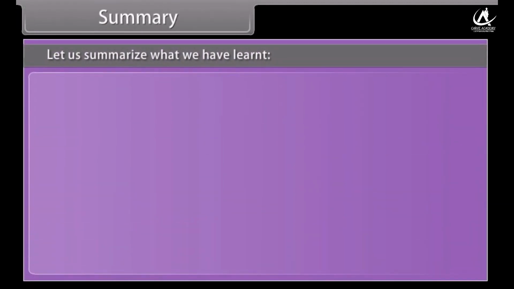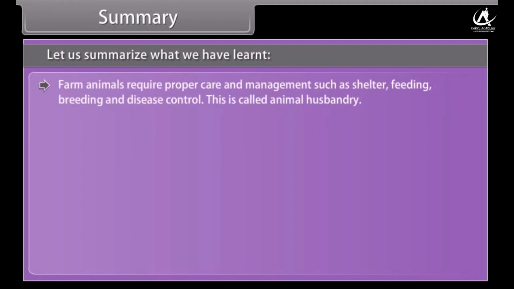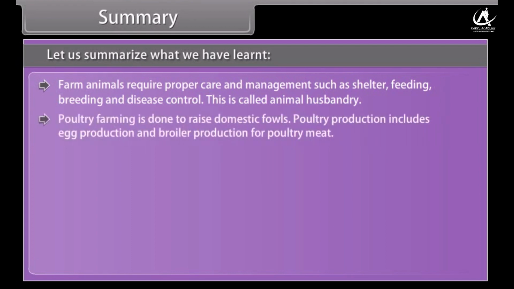Summary. Let us summarize what we have learned. Farm animals require proper care and management such as shelter, feeding, breeding, and disease control. This is called animal husbandry. Poultry farming is done to raise domestic fowls. Poultry production includes egg production and broiler production for poultry meat.